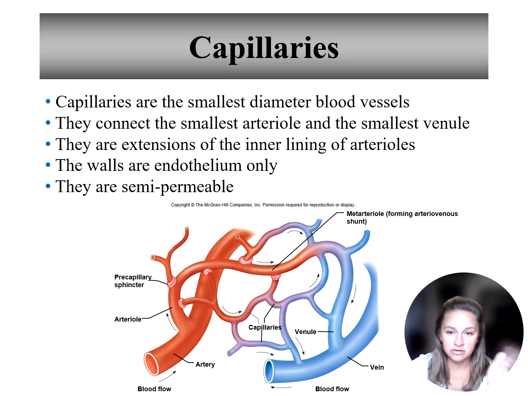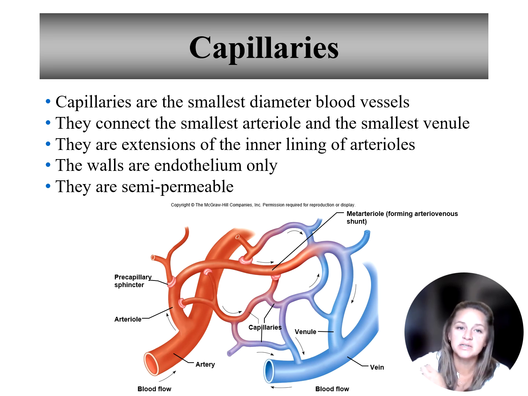So from the artery to the arteriole to the capillaries, which are the smallest in diameter, and they connect the smallest arteriole to the smallest venule. So this is where we go from oxygen-rich blood to oxygen-poor blood. This is where that gas exchange is happening. This is where oxygen is being delivered to whatever tissue needs it.